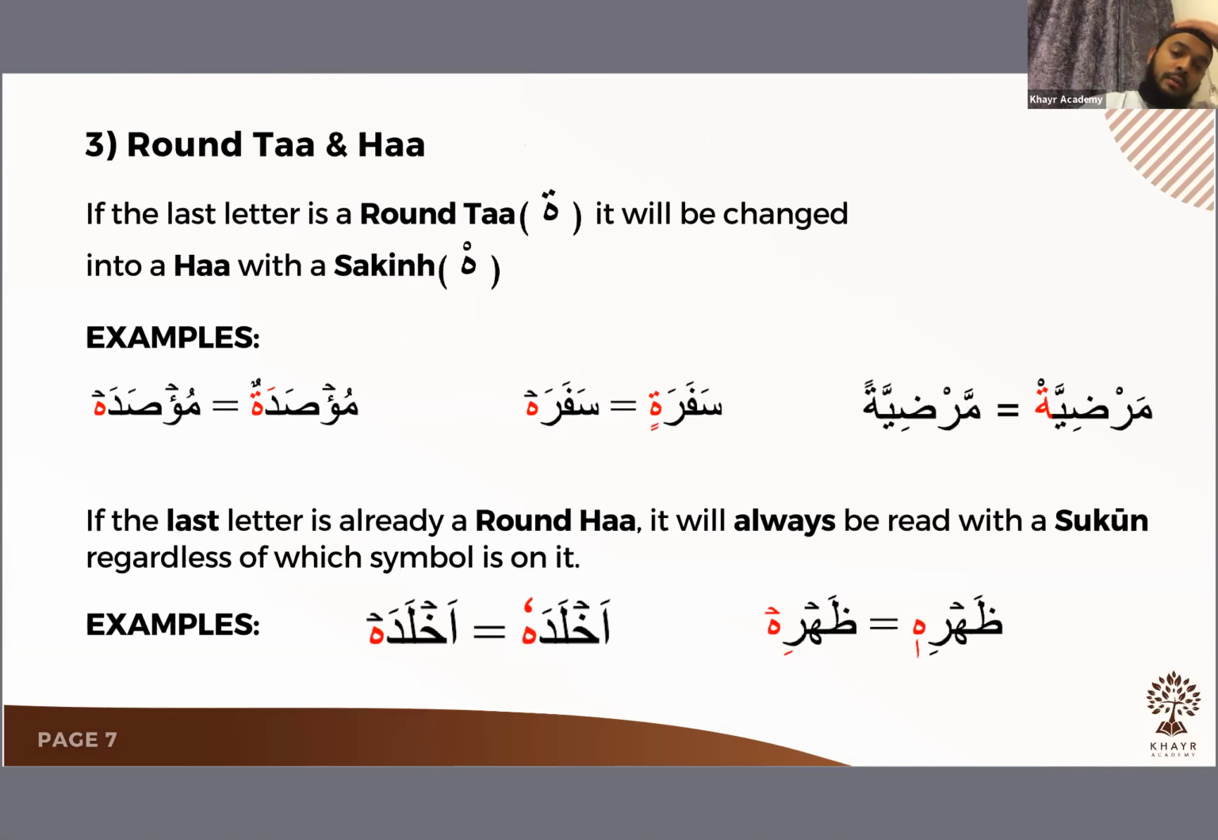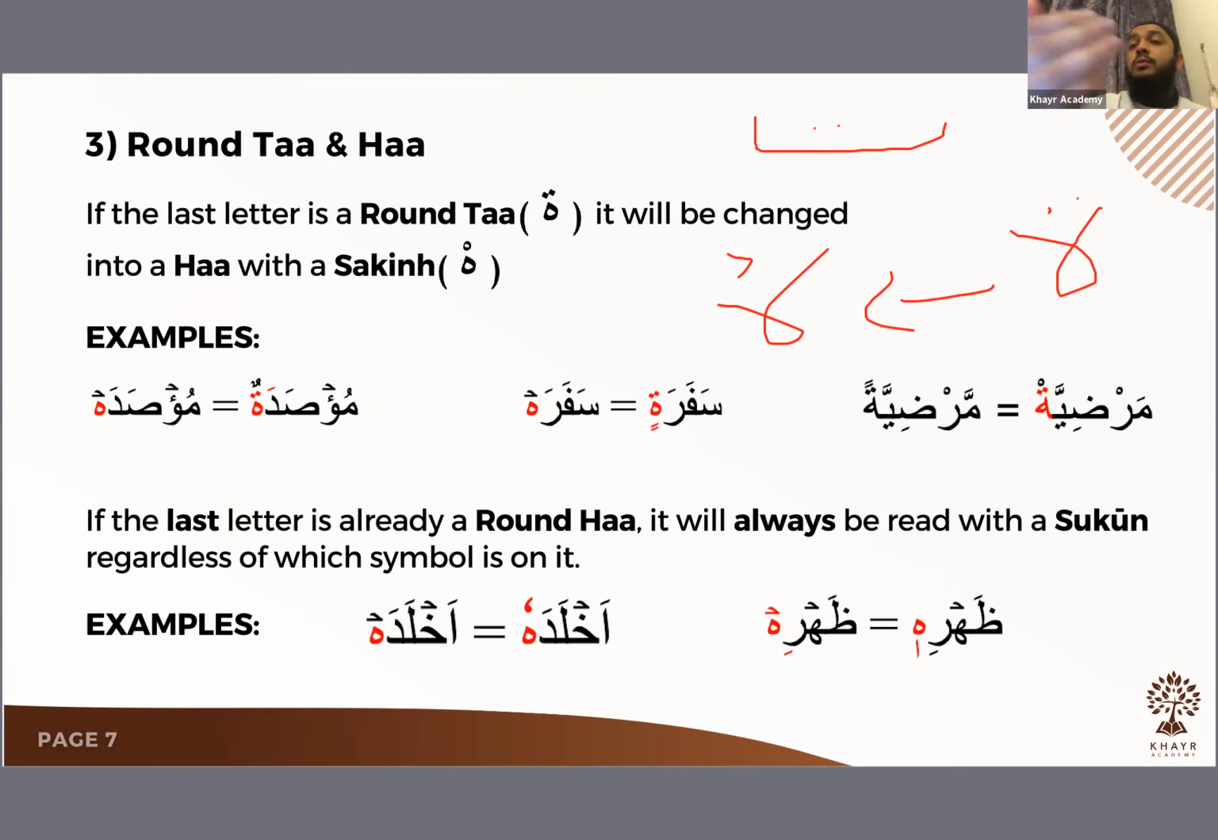Then the third place where we can stop is it can be a ranta. Ranta has its own rule. If you are going to stop on a ranta, it will always become a ha, and then it will have a sakin. We are not talking about the long ta. The long ta stays. The long ta's rule is in rule number 1 and rule number 2. If he's got 1 fatha, 1 kasra, 1 dhamma, it becomes a sakin. If he's got 2 fatha, it becomes 1 fatha. This is talking about the ranta.